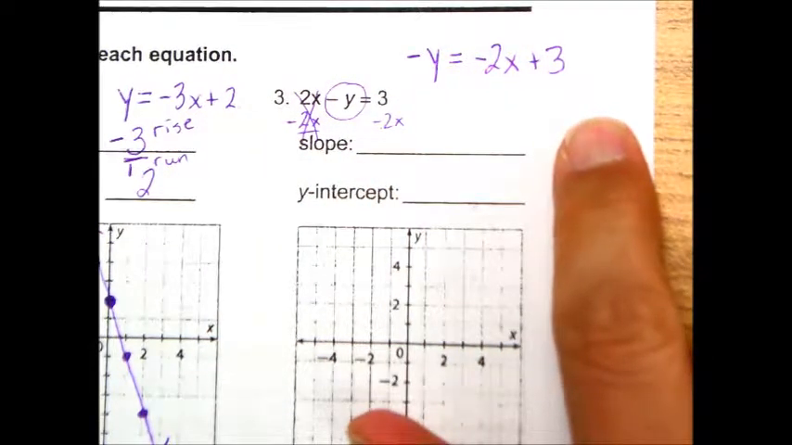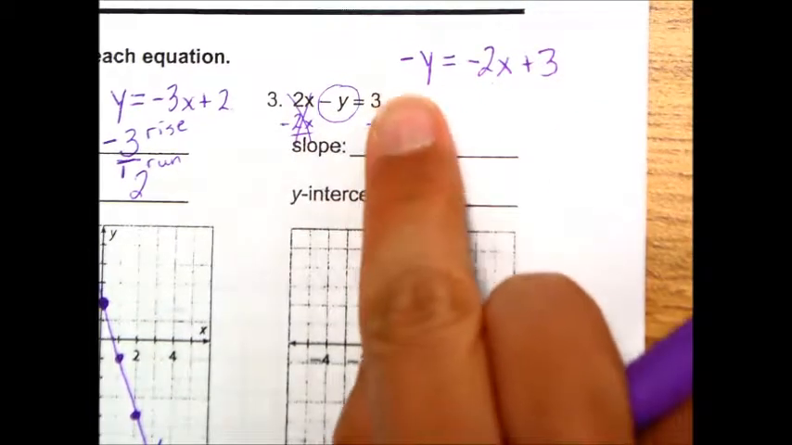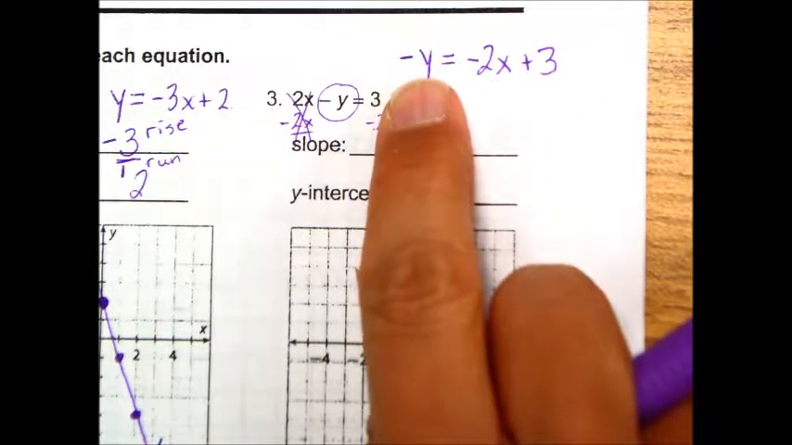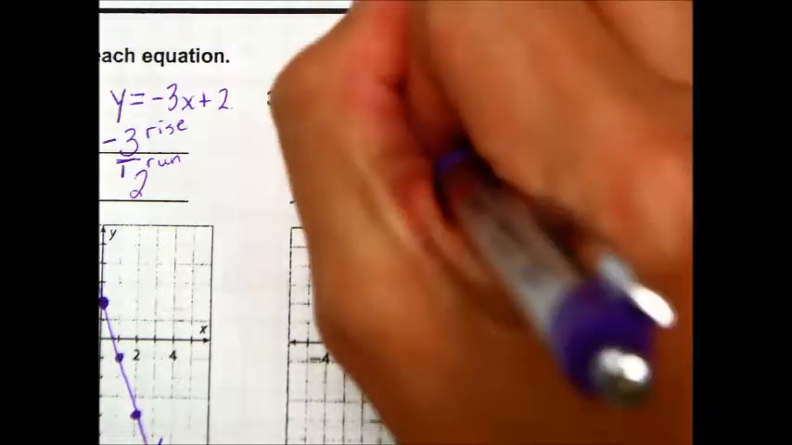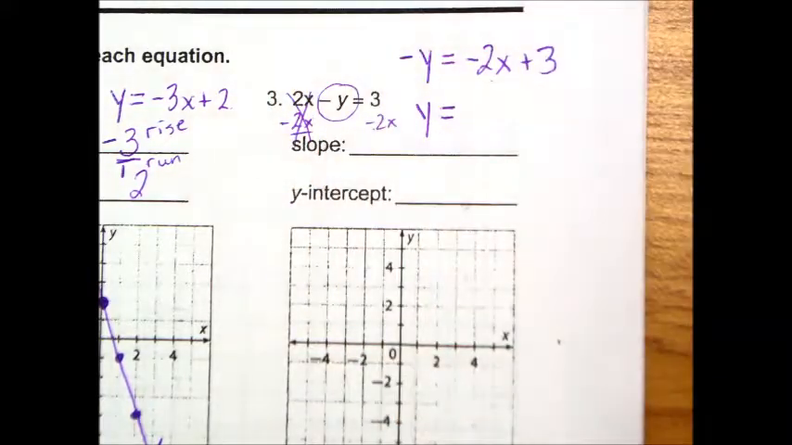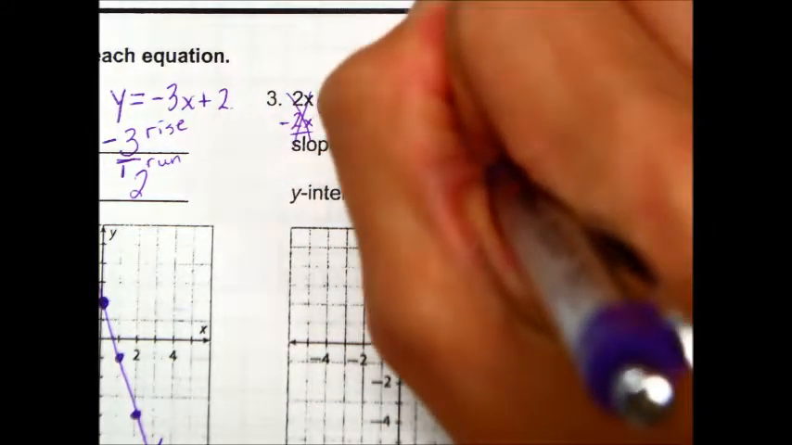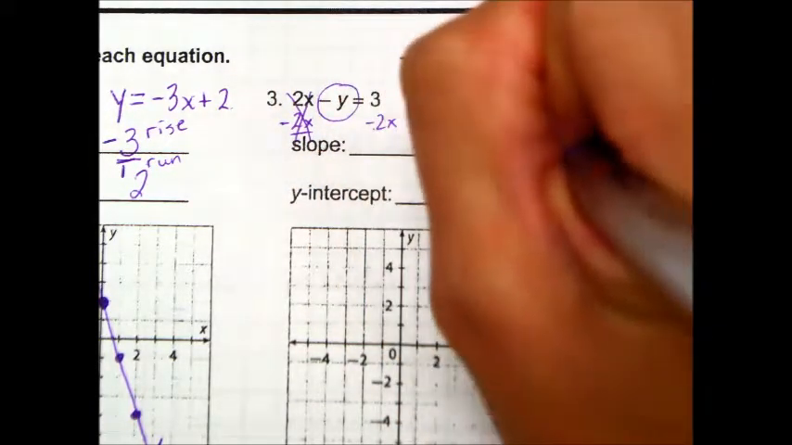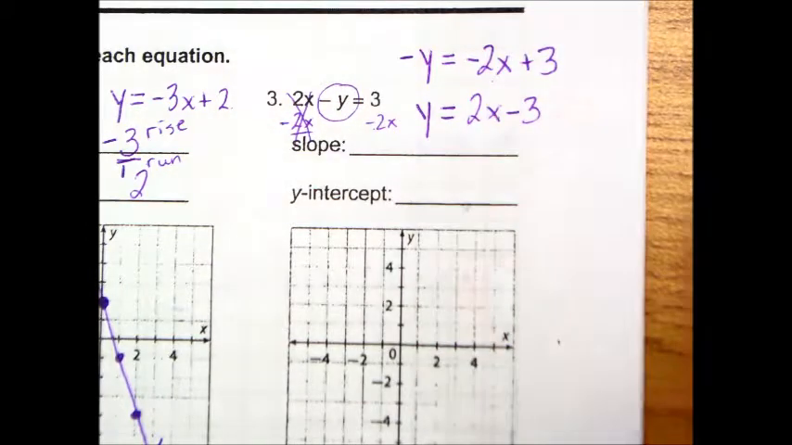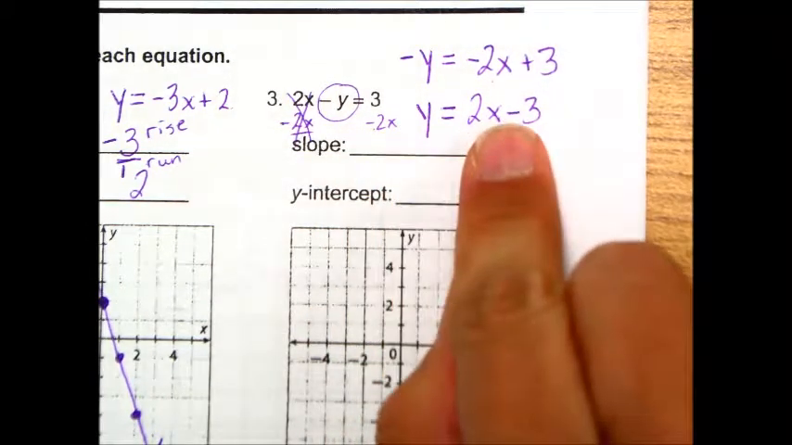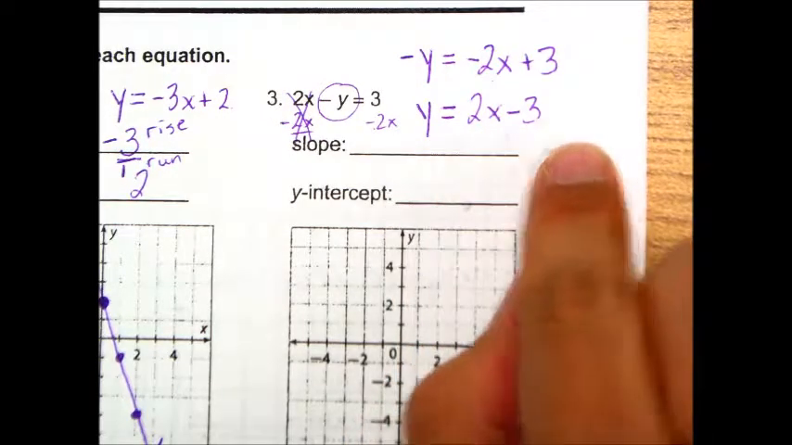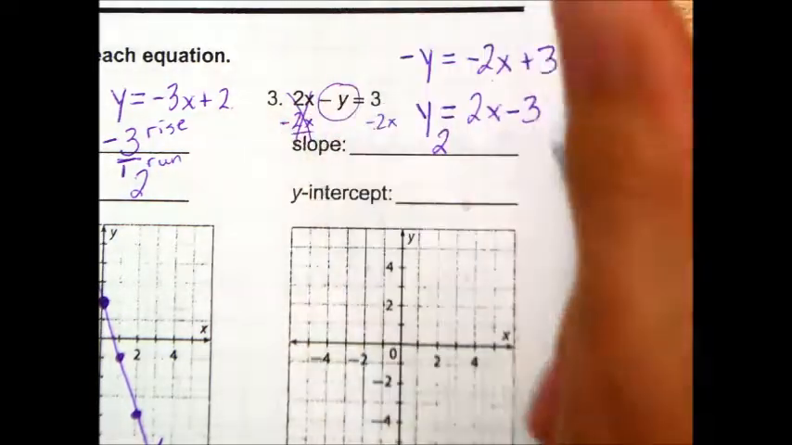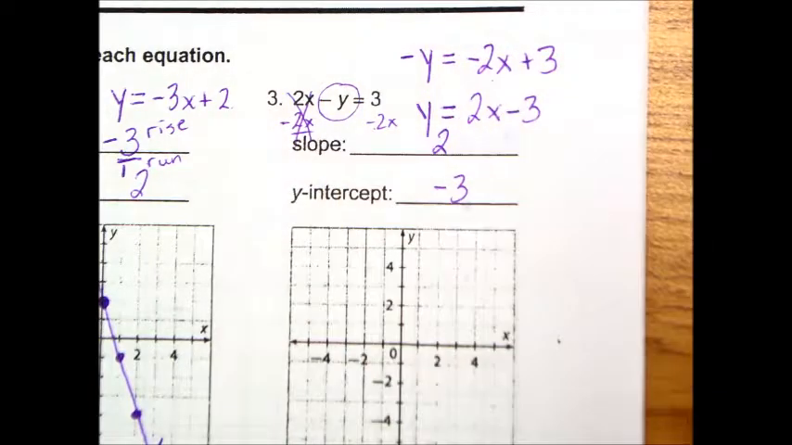So the way you need to deal with that is, some of you are good at understanding it's kind of like we need to divide by -1, but you can also just think to yourself, you need to switch the signs on everything. So you need to make that a positive y, you need to make this a positive 2x, and you need to make this a -3. And now we're officially in slope-intercept form. So y equals 2x minus 3 would have a slope of 2 and a y-intercept of -3.